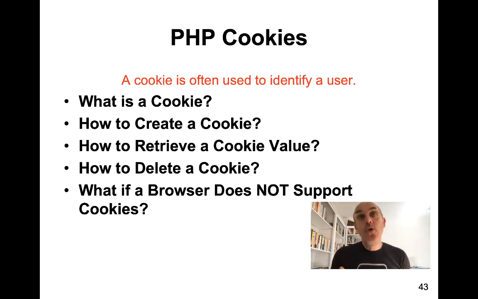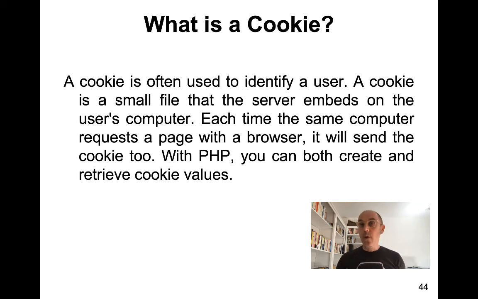So what about cookies? Cookies is a great example. So cookies are usually used to identify the user. So what is a cookie and how to create a cookie? Let's go. So a cookie is often used to identify the user. A cookie is a small file that the server embeds on the user's computer. So each time the same computer requests a page with the browser, it will send the cookie too.